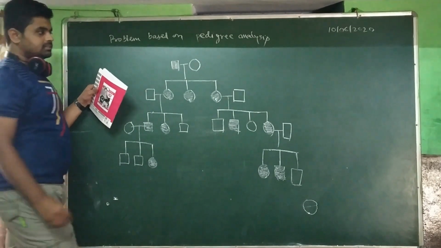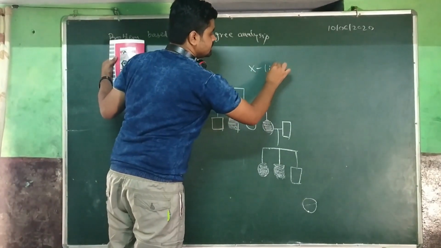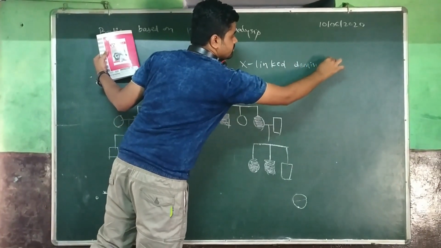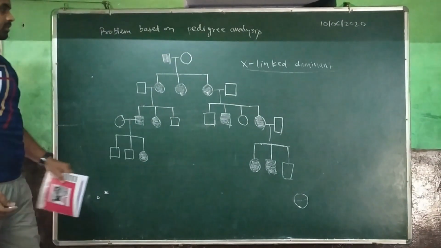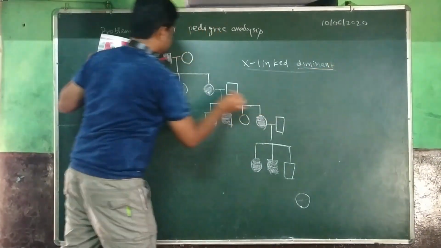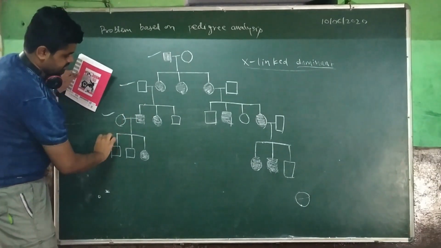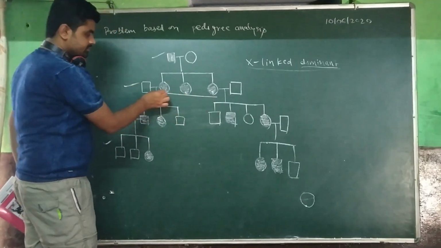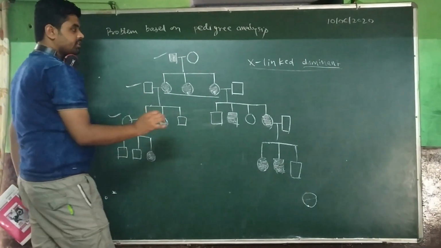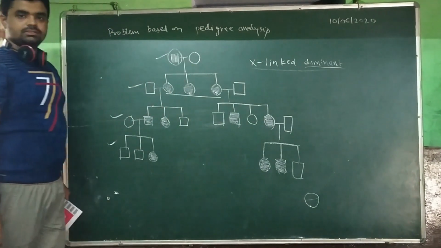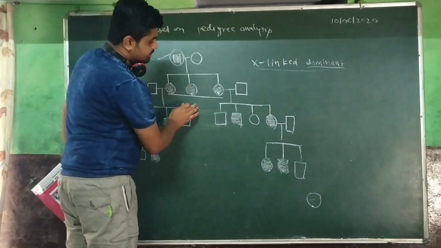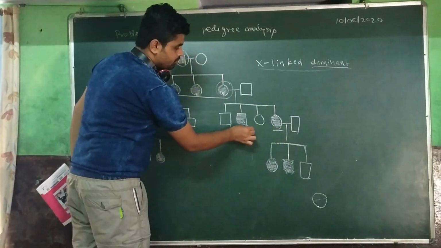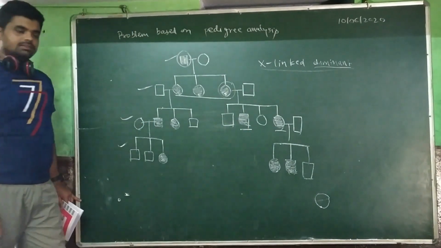This problem is about X-linked dominant. Now see how. Dominant, it occurs in every generation. That's why it is dominant. And all the daughters of the second generation are affected due to their affected father. And the affected mother affects both daughter as well as son.